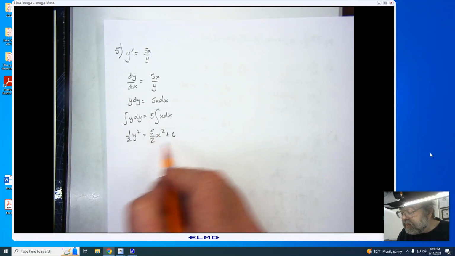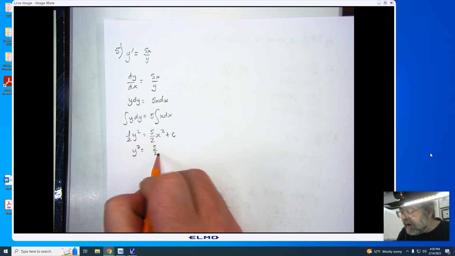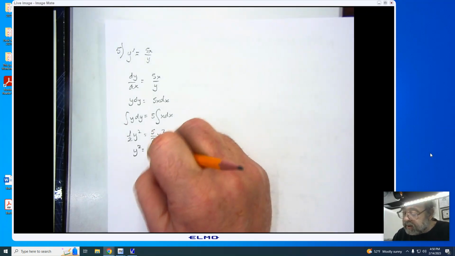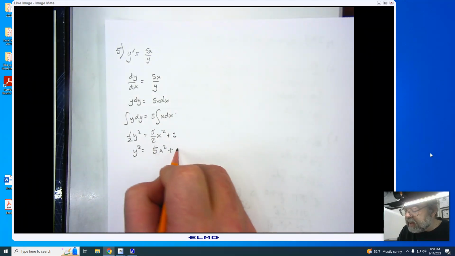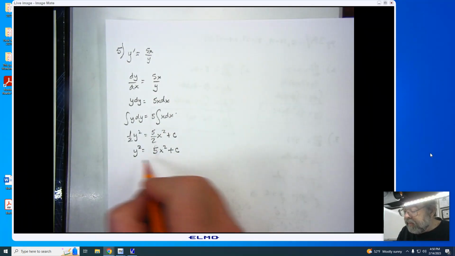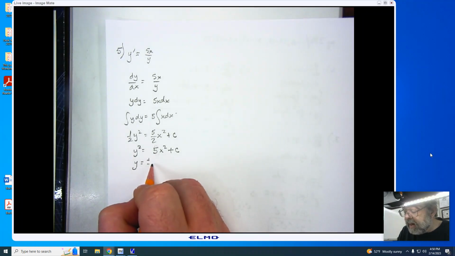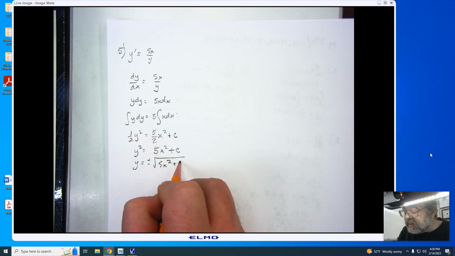I'm going to multiply both sides by 2 so that y squared equals 5/2 x squared, and it's going to be multiplied by 2, so we end up with just 5x squared plus c. And then I'm going to take the square root. Now this is going to give me a plus or a minus, the square root of 5x squared plus c.